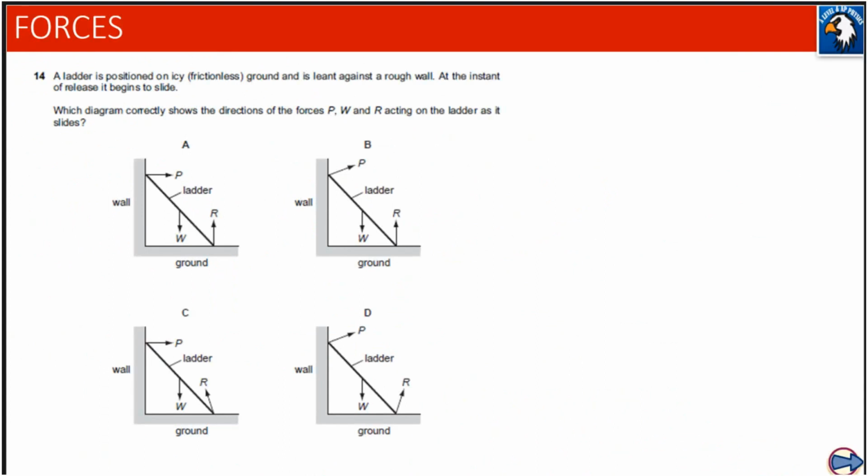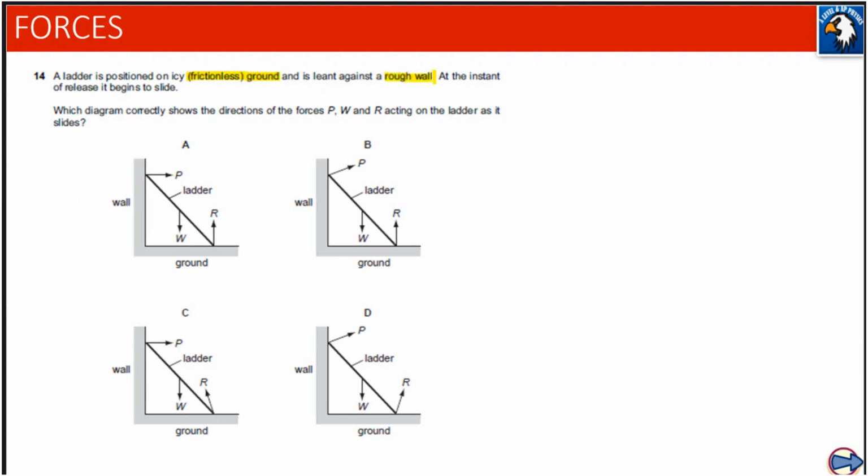Here is our second question, and this is a typical question from Cambridge paper 1. So let's find out what is given to us first of all. For this question, it is given to us that the ground is frictionless and the wall is rough.